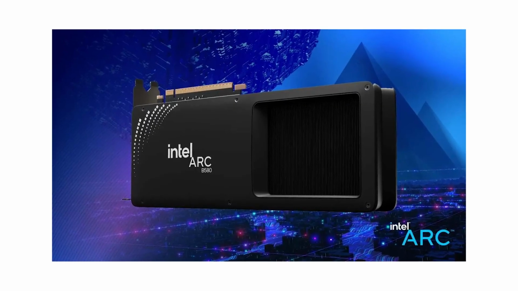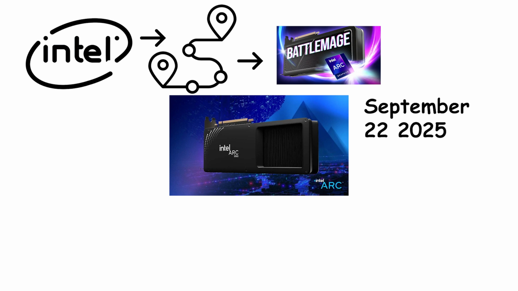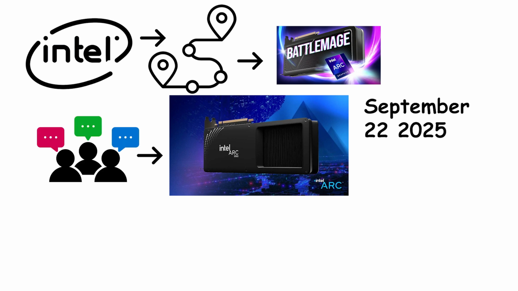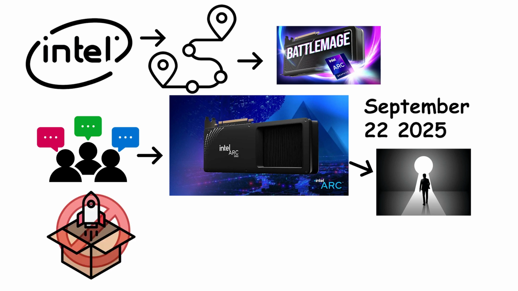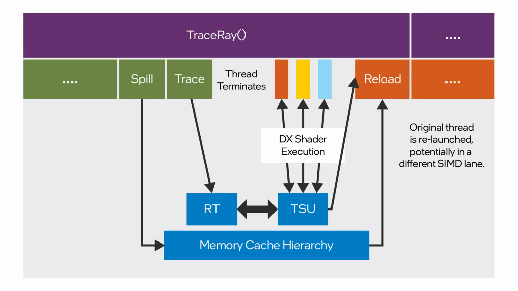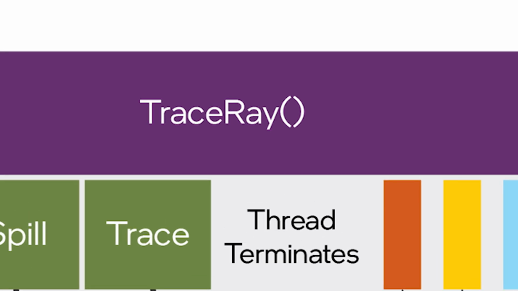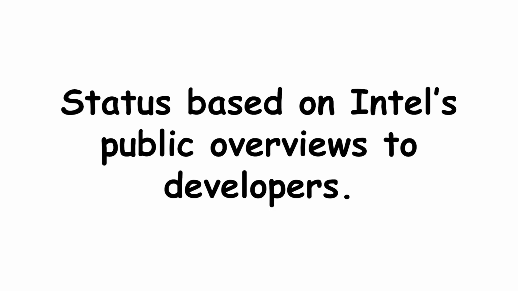Celestial is the third generation step on Intel's public graphics roadmap after Battlemage. As of September 22, 2025, Intel has discussed Celestial as a future architecture, but has not provided retail launch details comparable to Alchemist or Battlemage. Treat it as the next planned evolution of the same unified shader design, expected to advance ray tracing, machine learning acceleration, and scheduling. Status based on Intel's public overviews to developers.